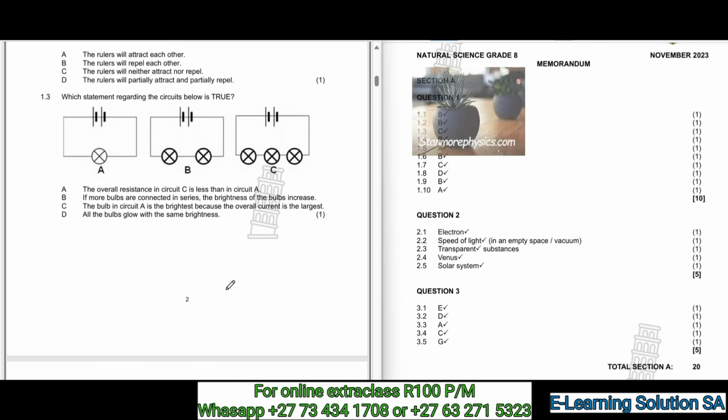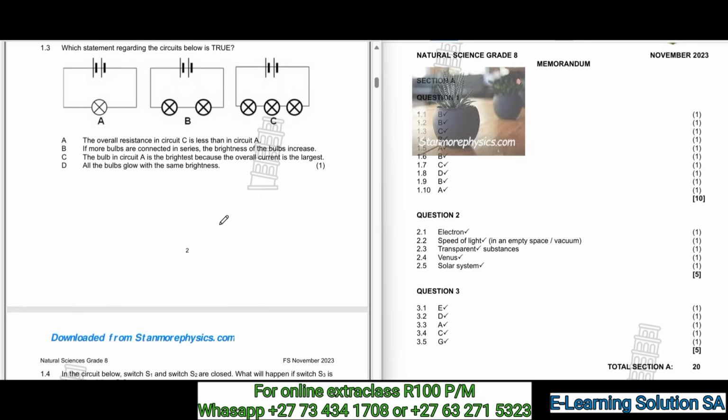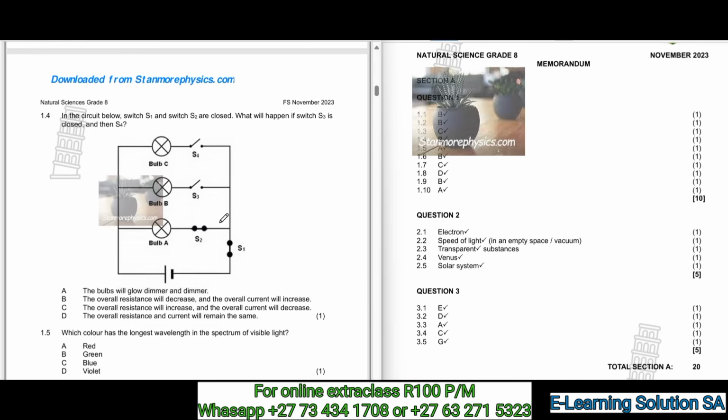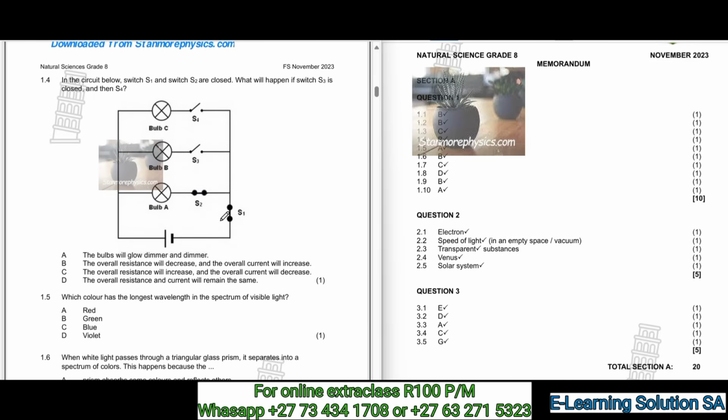1.3, which statement regarding the circuits below is true? That statement is C, which says the bulb in circuit A is the brightest because the overall current is the largest. I believe you are all having a view. 1.4, in the circuit below, switch 1 and switch 2 are closed. What will happen if switch 3 is closed then switch 4? The answer is B, that states that the overall resistance will decrease and the overall current will increase.